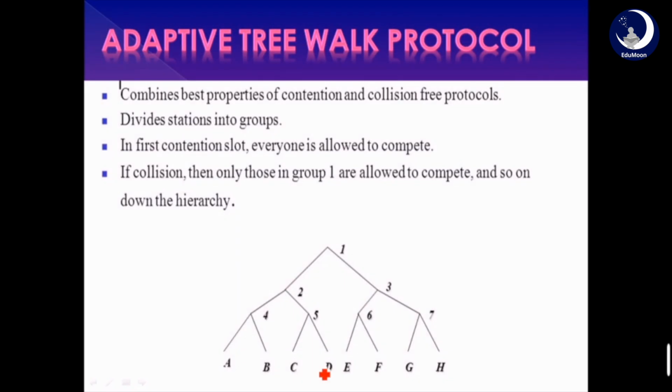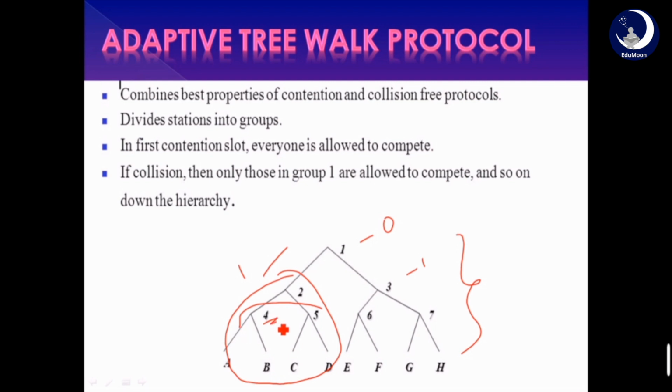Here the stations are divided in the form of a tree, which consists of levels: this is level 0, this is level 1. In the beginning, everyone is allowed to compete. Then if a collision occurs in the group, only the nodes or stations in group 1 are allowed to transmit the data. And again, if in node 2, 4 and 5 want to transmit the data, they transmit. Again, if a collision occurs between these both, then 4 will transmit the data. Like that, the process continues until all nodes transmit the data.